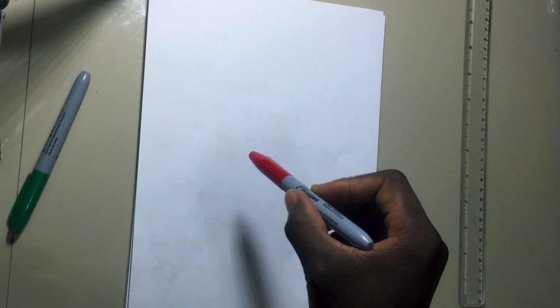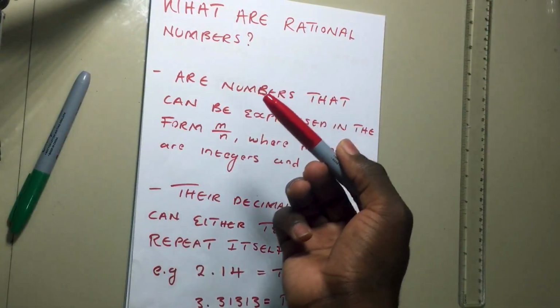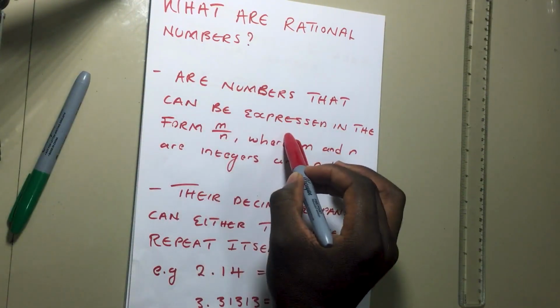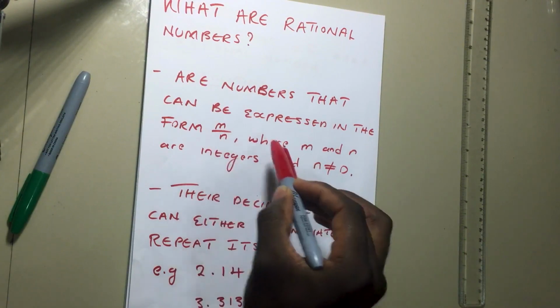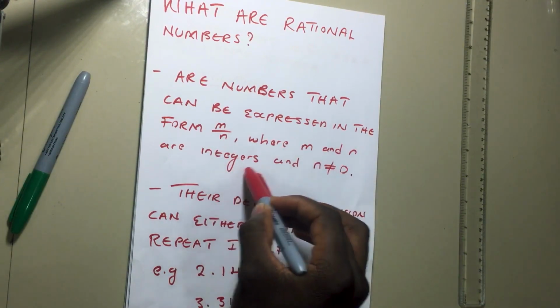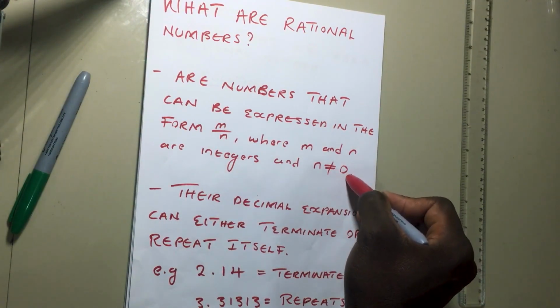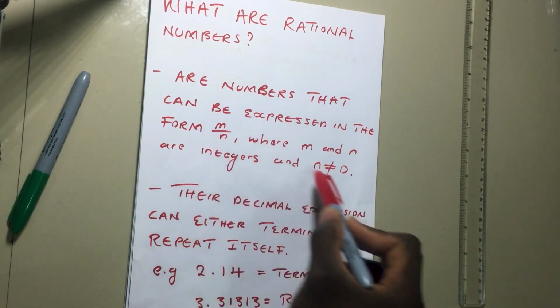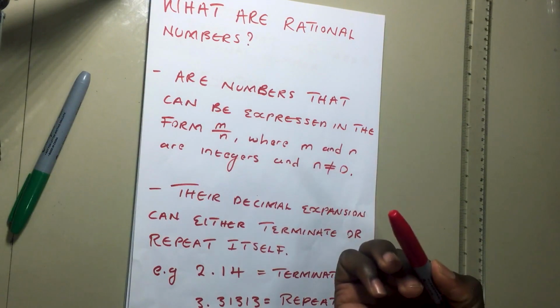Hey, so today we want to know what exactly rational and irrational numbers are. We're going to start first with rational numbers, then we're going to move on to irrational numbers. All right, so let's start with rational numbers. What are rational numbers? Rational numbers are numbers that can be expressed in the form m over n, where m and n are integers and n is not equal to 0. Basically, rational numbers are more of a fraction, and the denominator is not supposed to equal 0. So this is what this means.